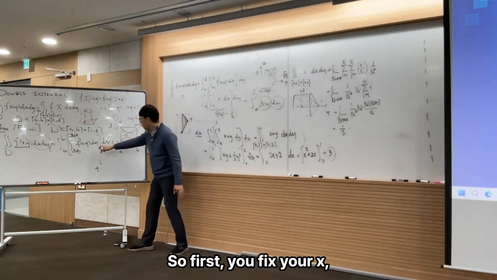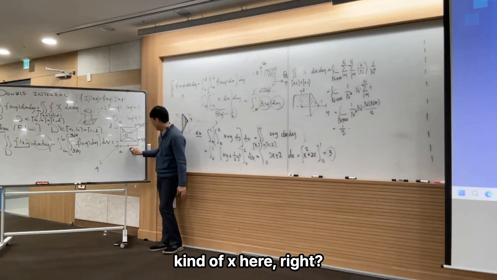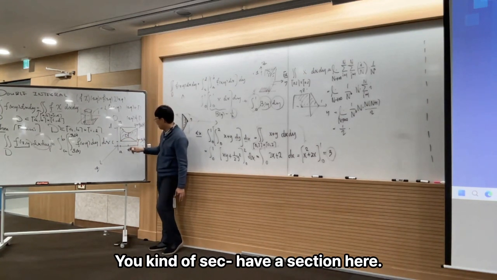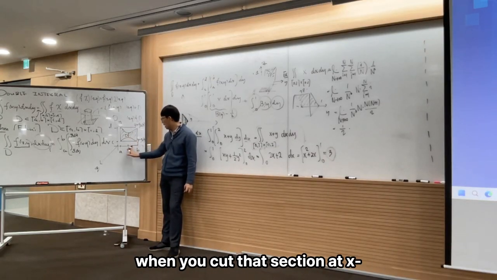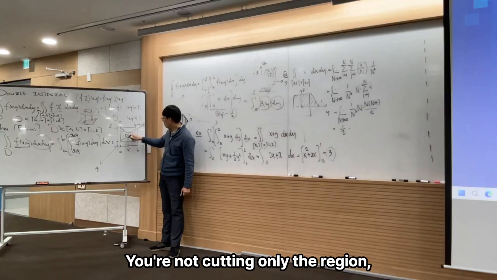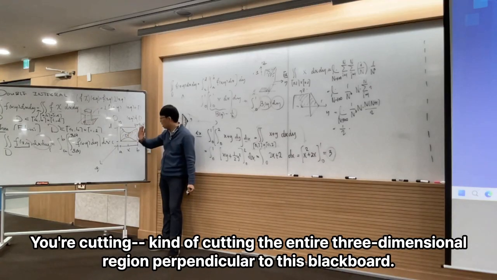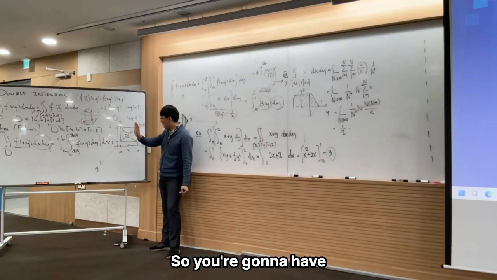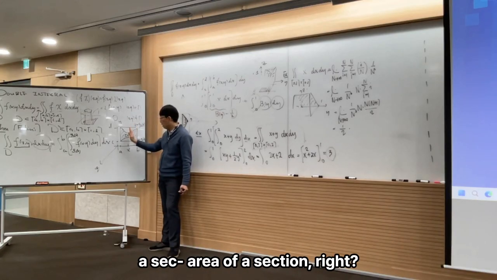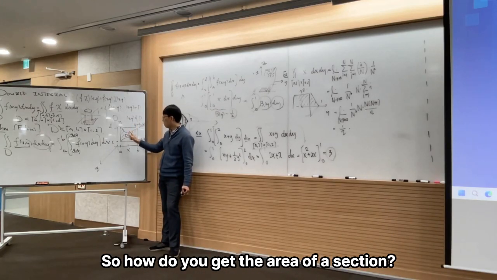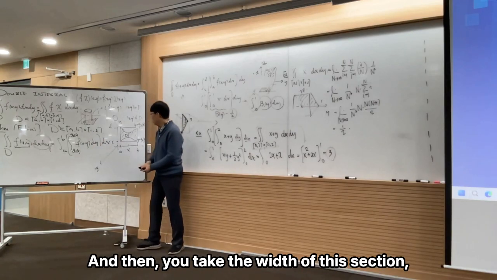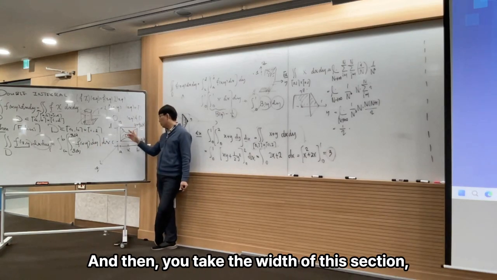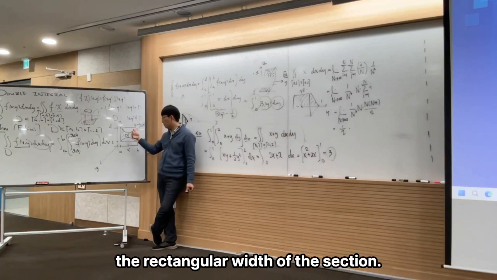So first, you fix your x, say x here, right? You have a section here. But when you cut at x, you're not cutting only the two-dimensional region. You're cutting the entire three-dimensional region perpendicular to this blackboard. So you're going to have an area of a section, right? How do you get the area of a section? First, you take the height. This f(x, y) is the height. And then you take the width of this section, the rectangular width of the section.